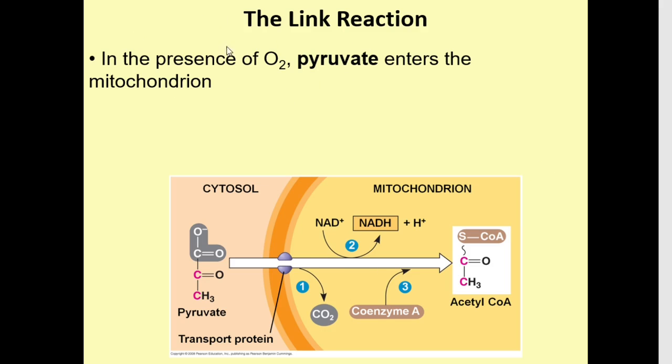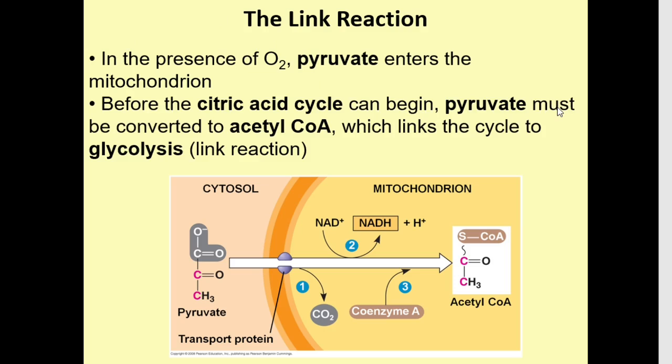So in the presence of oxygen, pyruvate enters the mitochondria, and it's often referred to as the link reaction because it links glycolysis to the citric acid or the Krebs cycle. So that's why we call it the link reaction. So let's just have a little look at what happens.